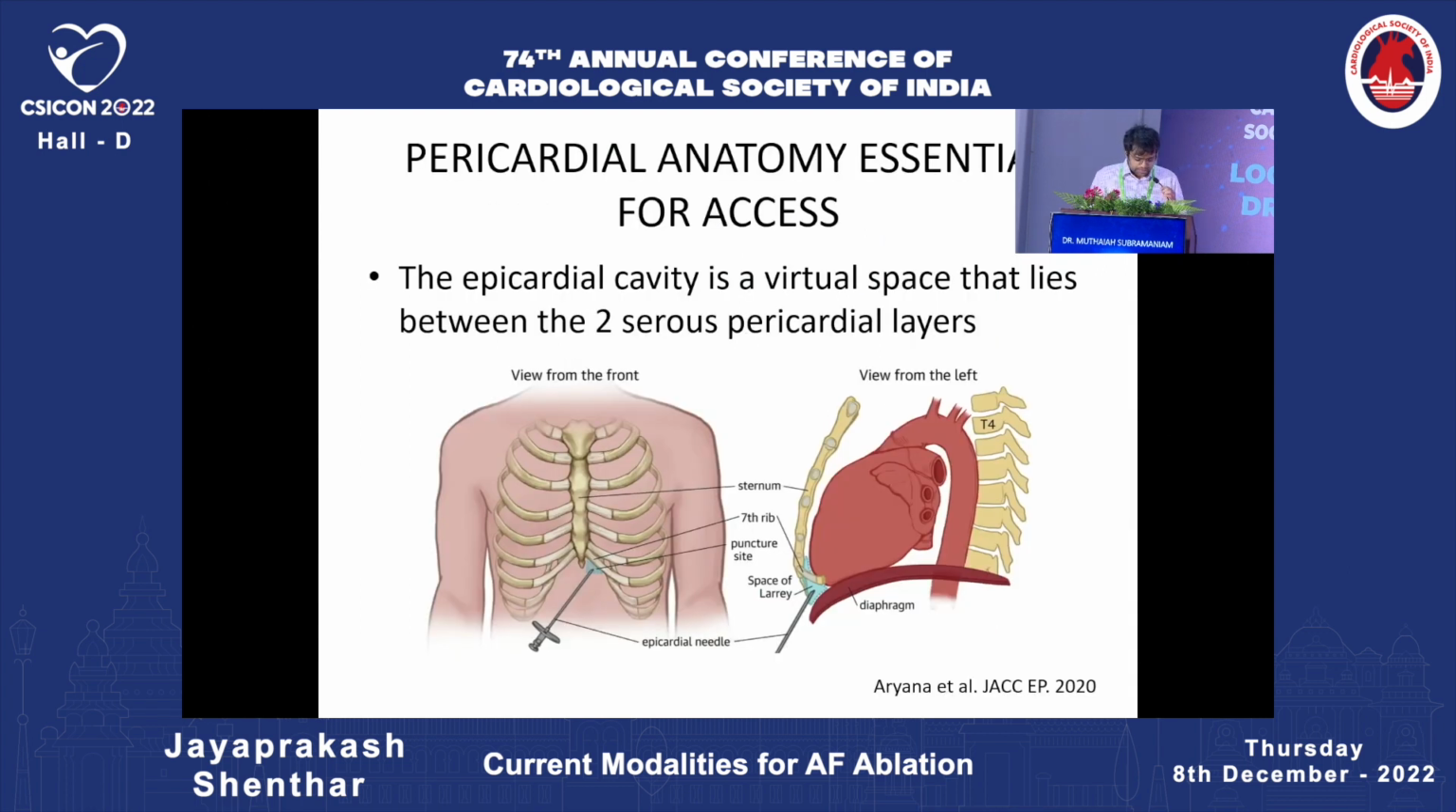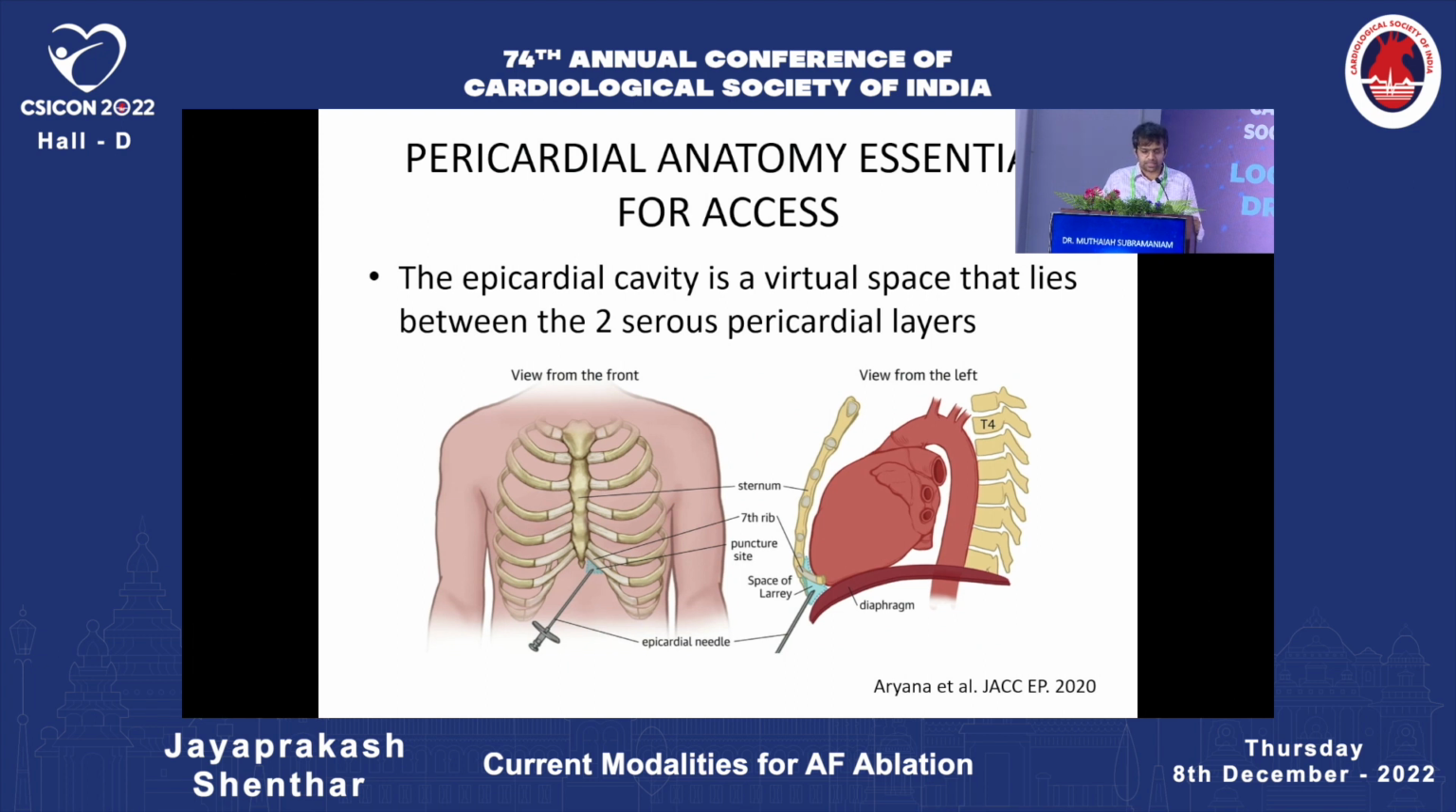Now, accessing the pericardium, a pericardiocentesis is a routine procedure that we all do. The reason it's easier is there's a lot of fluid between the two layers of the pericardium, so it makes it easier to access the space. But in a patient with a normal pericardium, where there's only 15 to 20 ml of fluid, the anatomy and the collateral damage are very important.